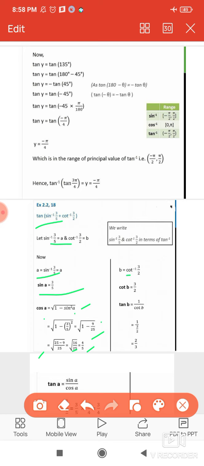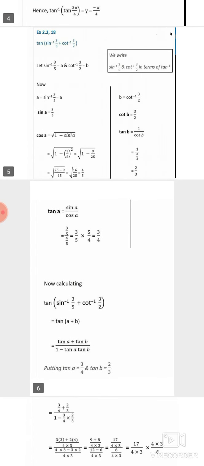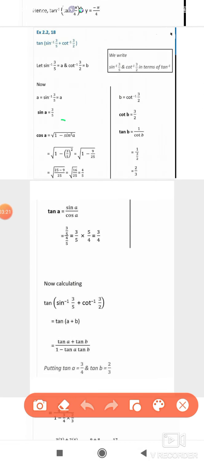And b is equal to cot inverse 3 over 2, then cot b is equal to 3 over 2, and then tan b is equal to 1 over cot b, and then it will be equal to 2 over 3. So from here what we can say, we are having this sine a, we are having this cos a, we can find out tan a, sine a over cos a, and then sine a is 3 over 5, cos a is 4 over 5, then 3 over 5 divided by 4 over 5 will be equal to 3 by 4.